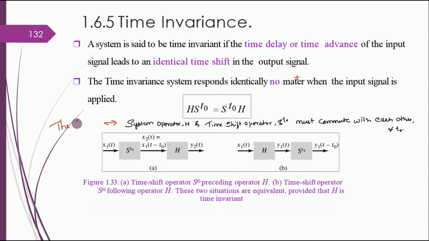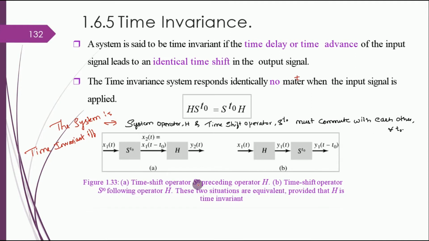I'll write it here. The system is time invariant if and only if the system operator H and the time shift operator S T naught commute with each other for all T naught. It means irrespective of whether my input is fed directly to the time shifting operator and then to the system operator, or first to the system operator and then the time shifting operator, both should result in the same equivalent results. Then only we call it a time invariant system.